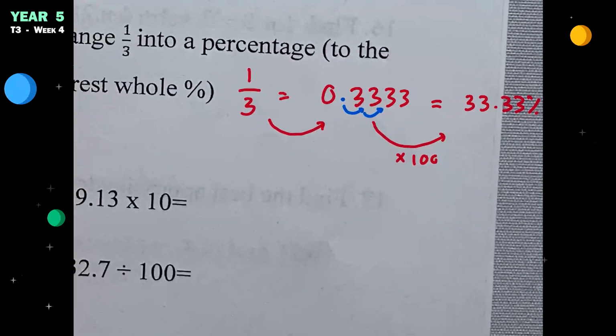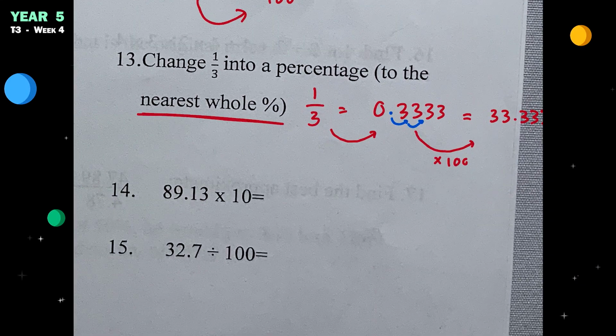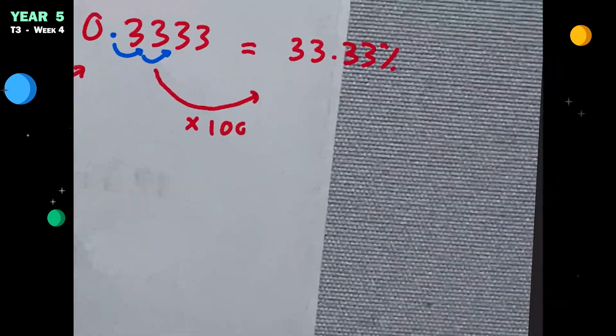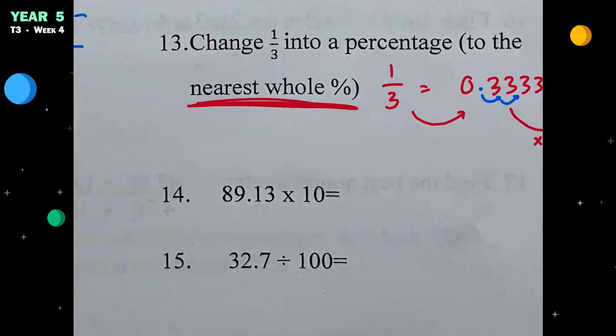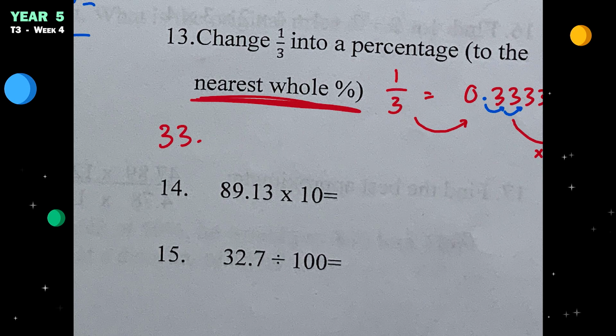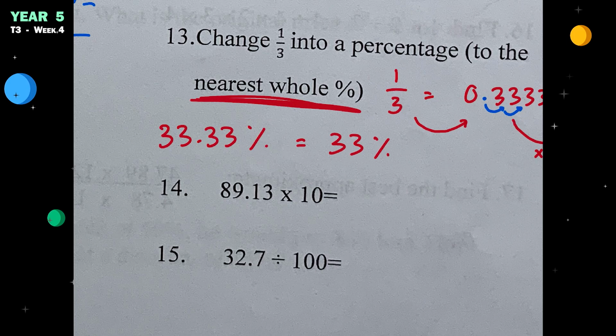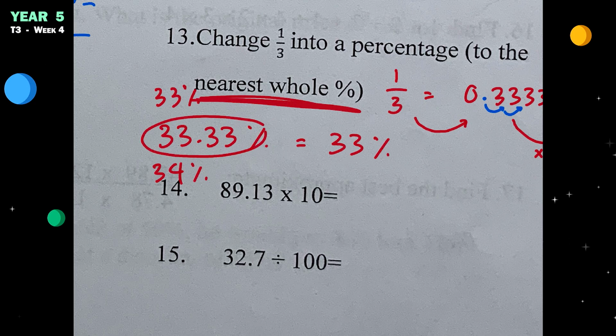But they want it to the nearest whole percentage. So what's the nearest whole number? So that means 33.33%, the nearest one will just be 33%. You have to figure out, is it close to 33% or close to 34%? And obviously the answer is close to 33%, right? It's closer to this one. So the answer we choose is 33.